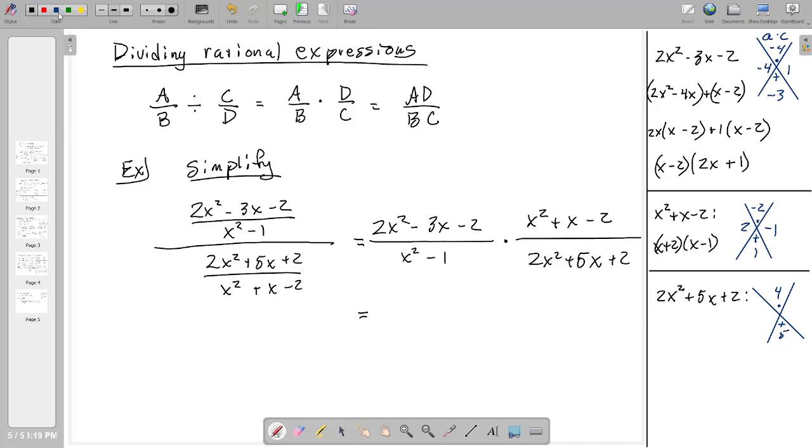So two numbers that multiply to 4 and add to 5, that will be 4 and 1. 4 times 1 is 4, 4 plus 1 is 5. So this, we will have to go through the long process again, which is to break up the b term: 2x squared plus 4x plus x plus 2. And we group the first two and the last two, factor out what we can.